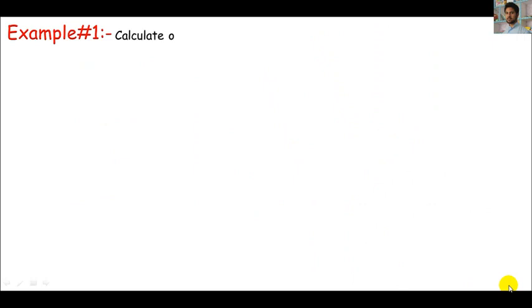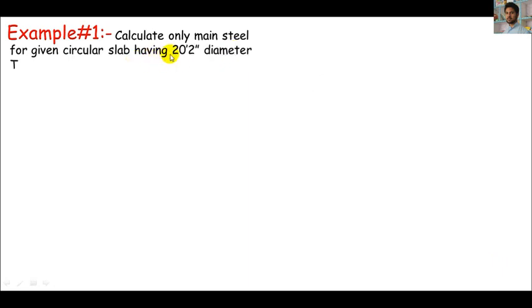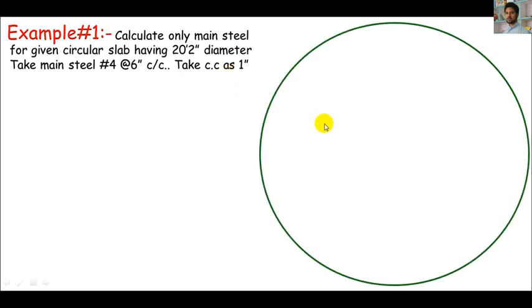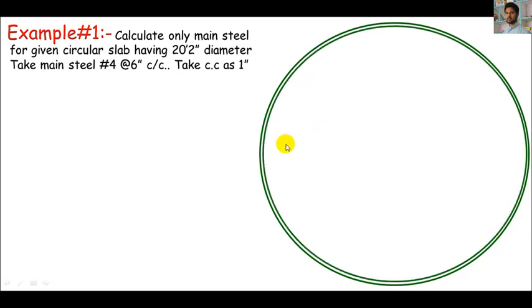In this example, we are asked to calculate only the main bars, not temperature bars. The slab is given with a diameter of 20 feet 2 inches, and the main steel is number 4 at a rate of 6 inch center to center. Also we are informed to take 1 inch concrete cover. Let me call this the slab, and let me draw another circle for the concrete cover. It means my steel work will be inside this interior circle. This little gap is just the concrete cover.